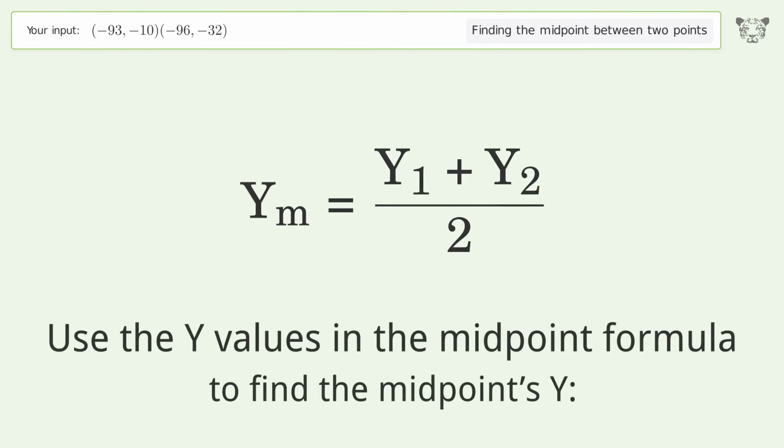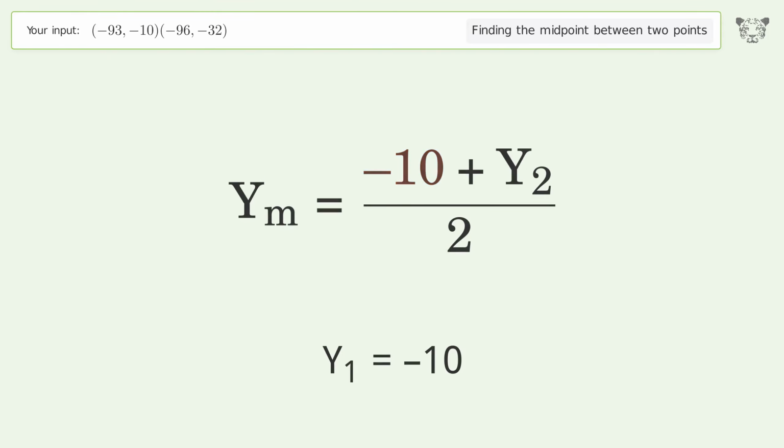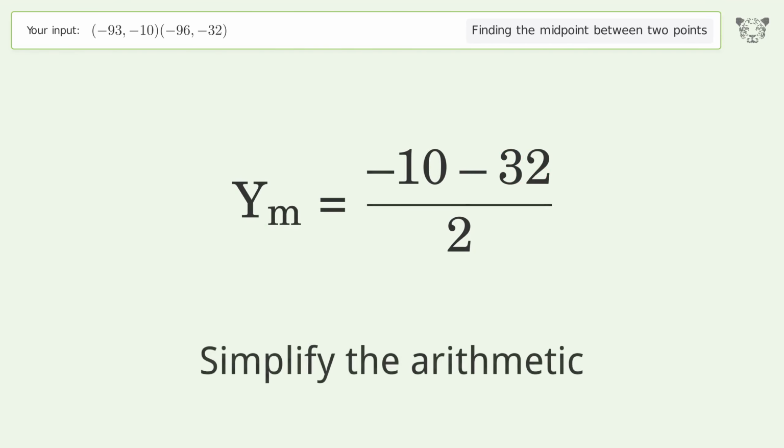Use the y values in the midpoint formula to find the midpoints y. y1 equals -10. y2 equals -32. Simplify the arithmetic.